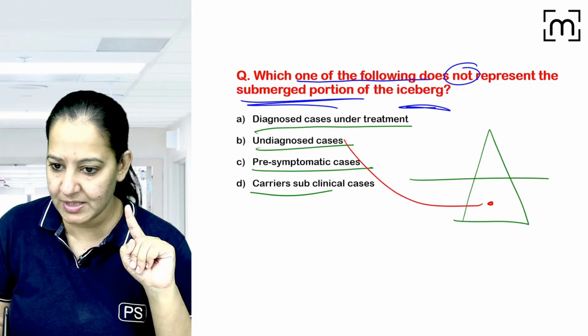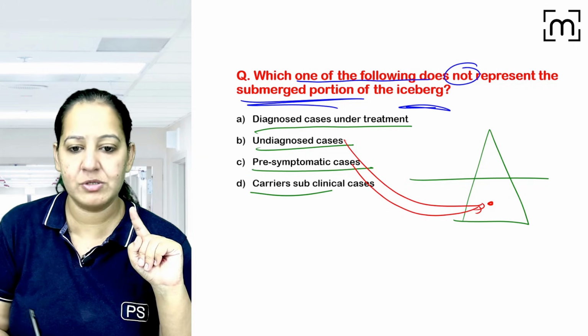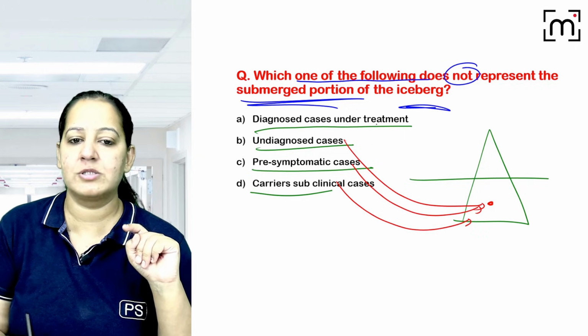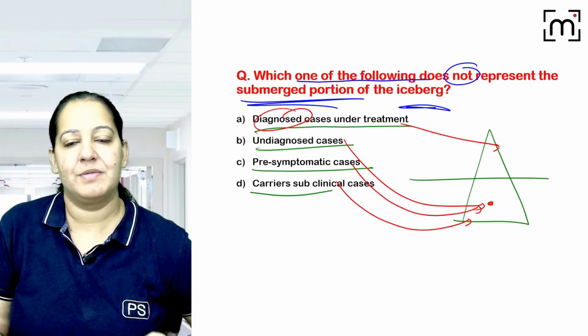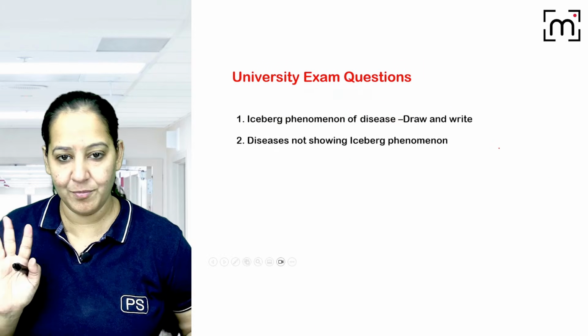So I guess undiagnosed cases come here, pre-symptomatic also come here, carriers and subclinical also come here, but the diagnosed cases will be visible, na? They will come in the tip. So the correct answer here is A. I hope you got it.